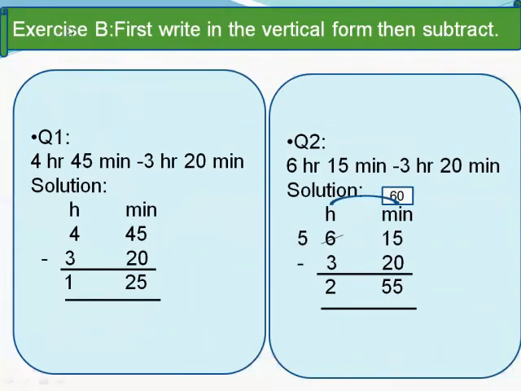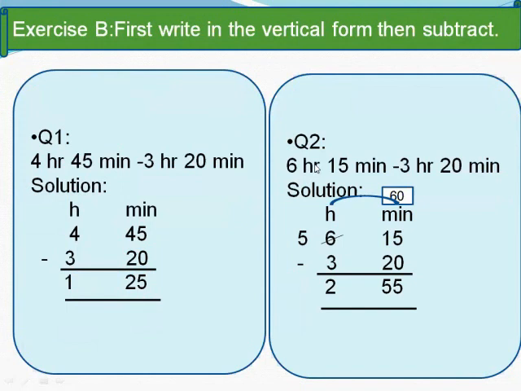Now move to exercise B. First write in vertical form, then subtract. See the question: 4 hours 45 minutes subtract 3 hours 20 minutes. Let's start our subtraction from the minute side. It's quite easy. 5 minus 0 is 5, 4 minus 2 is 2. It means 25 minutes. Now subtract the hours. 4 minus 3 is equal to 1. It is quite easy. There is no change.